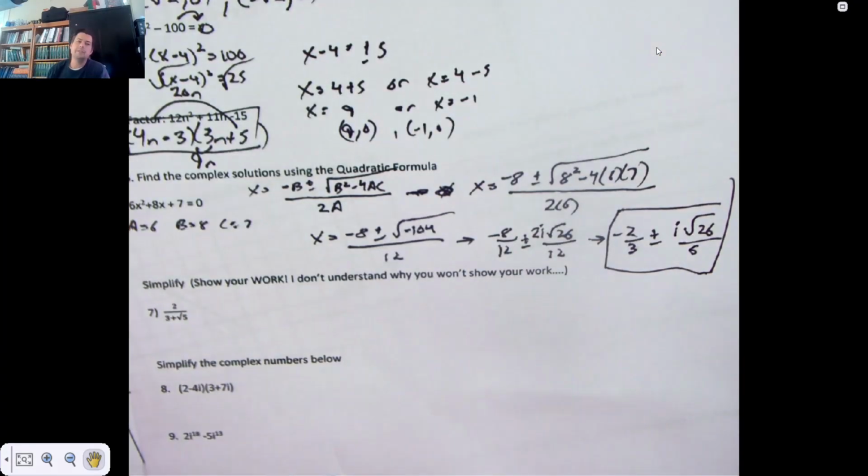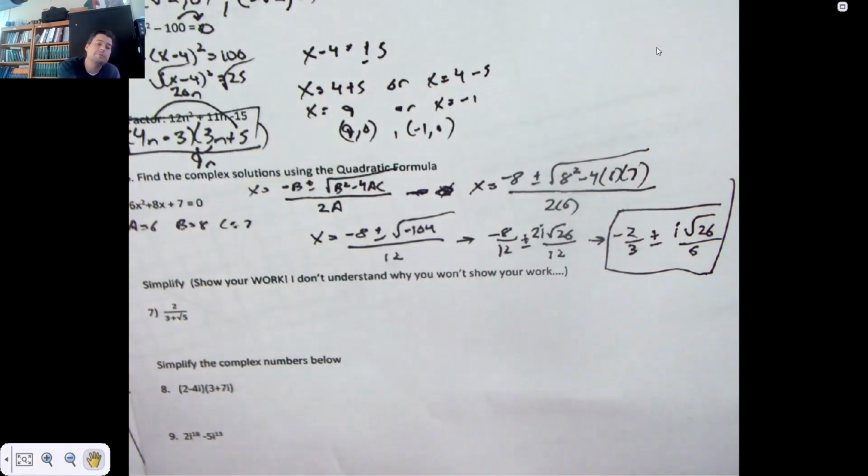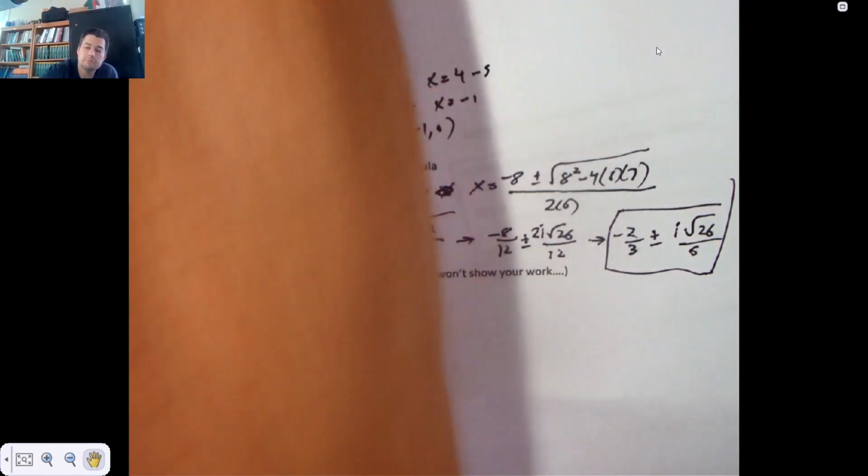Man, I'm burning up today. Simplification says show your work. I don't understand why you won't show your work. You just want to do it in your head. Actually, you just want to use photo math. That's what you want to do. It's cool. Keep on failing.